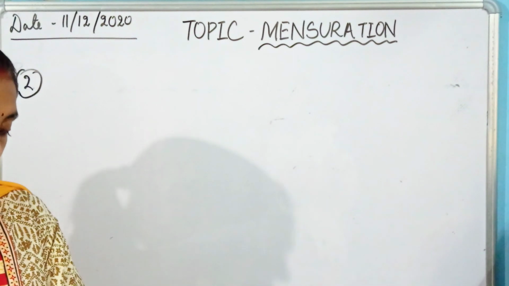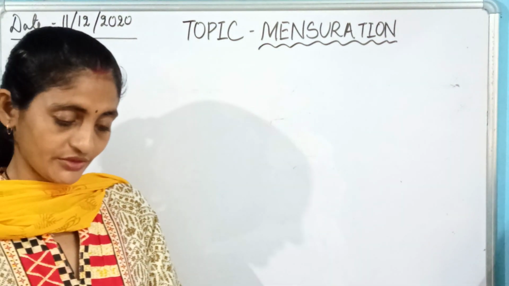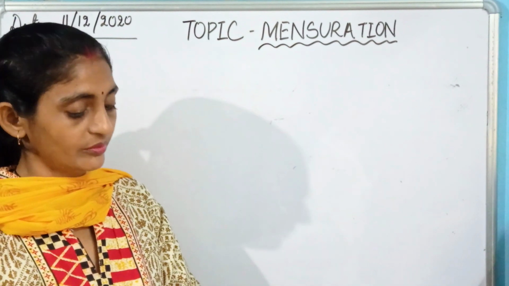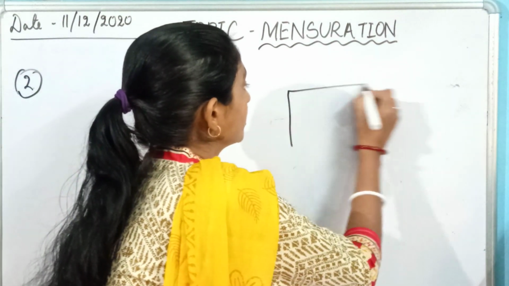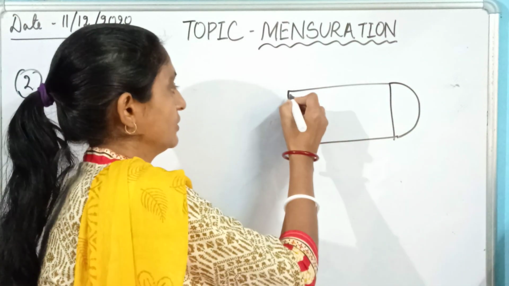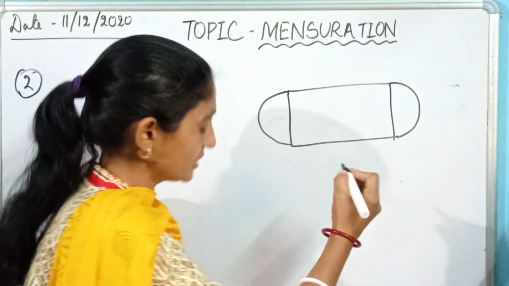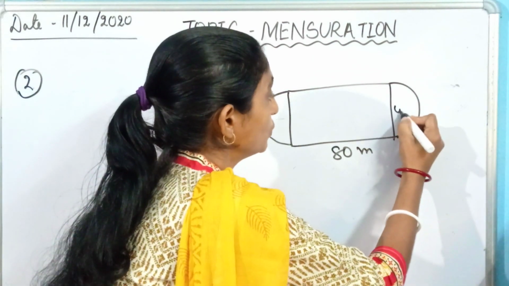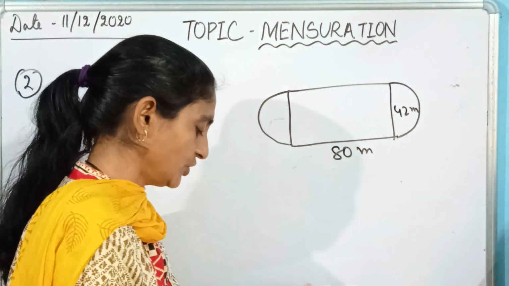The next question I have selected is a playground in the form of a rectangle having semicircles on the shorter sides. Find the area when the length of the rectangular portion is 80 meter and the breadth is 42 meter. So first you go for the diagram. Here it is a rectangle and on both sides you have two semicircles. The length of the rectangular part is given as 80 meter, and the breadth is 42 meter.